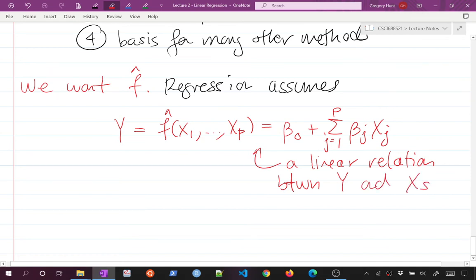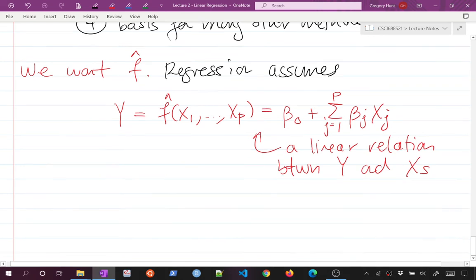So regression assumes, as the name implies, that there's a linear relationship between the y's and the x's, which takes this form: beta naught, the betas being some coefficients. There's some intercept, and then there are some slope terms associated with each of the x's.